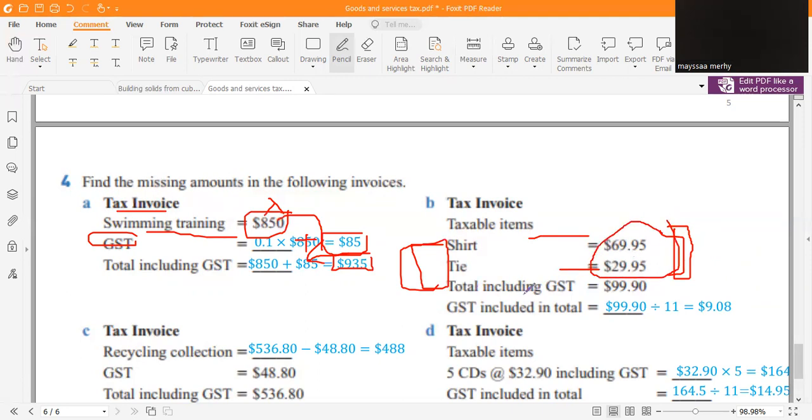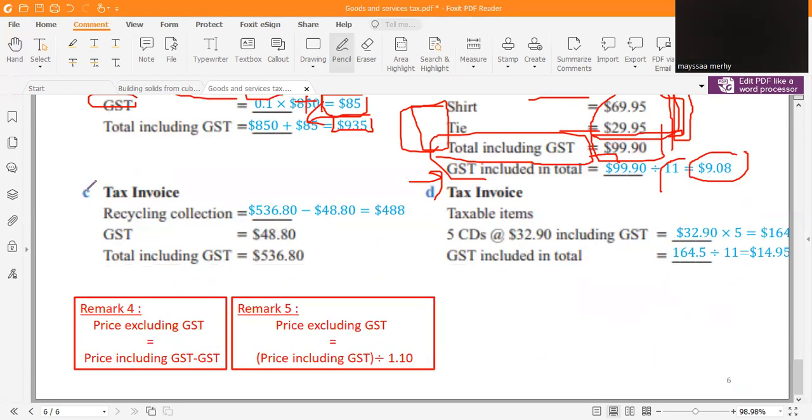So the total including GST, we add the two numbers, and we obtain $99.90. Normally, to deduce the GST from the price including GST, we use the total including GST and we divide it by 11 easily. We will obtain $9.08 as the tax amount.